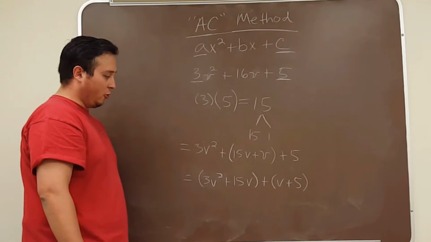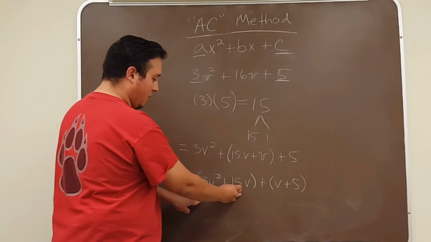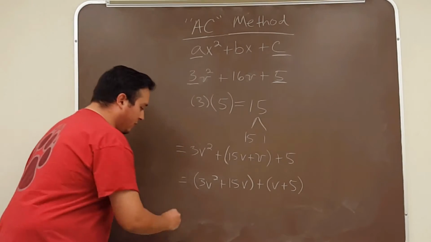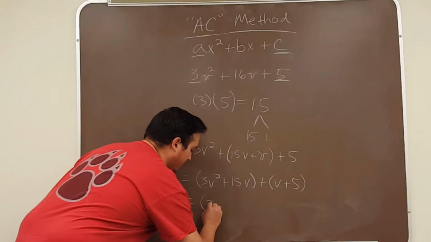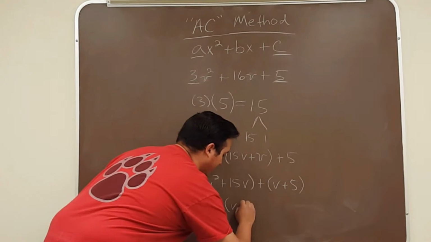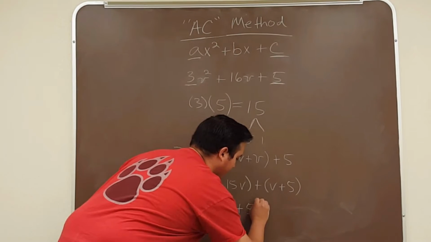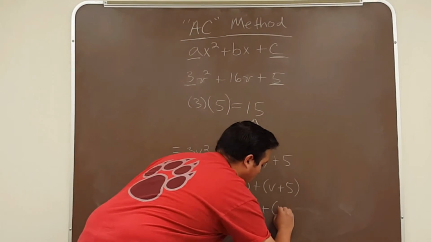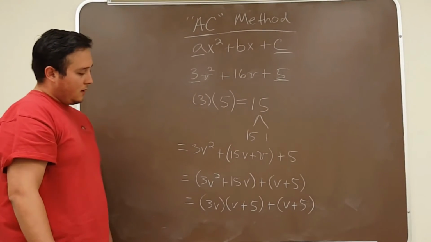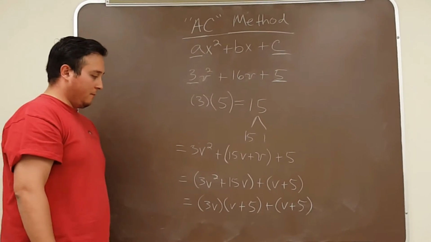Next, I'm going to factor by grouping. I'm going to factor out any common terms in the first two terms that I grouped together. In that case, I'm going to factor out a 3v. And this is the factor by grouping part.